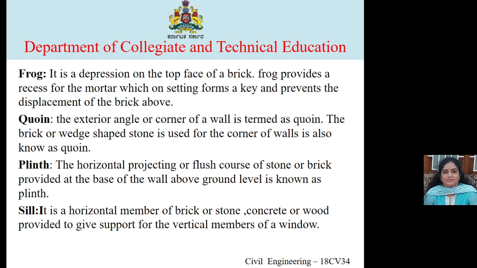The plinth next. The horizontal projecting or flush course of the stone or brick provided at the base of the wall above the ground level is known as plinth. So this is above the foundation just before the superstructure starts. Generally it is above the ground level. Height will be around 45 centimeters. Width also 45 centimeters. For low cost houses you can also reduce to 30 centimeters.